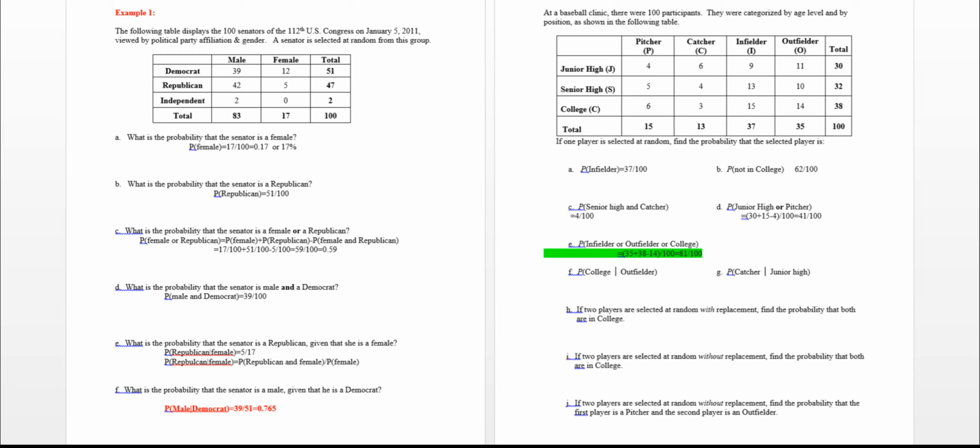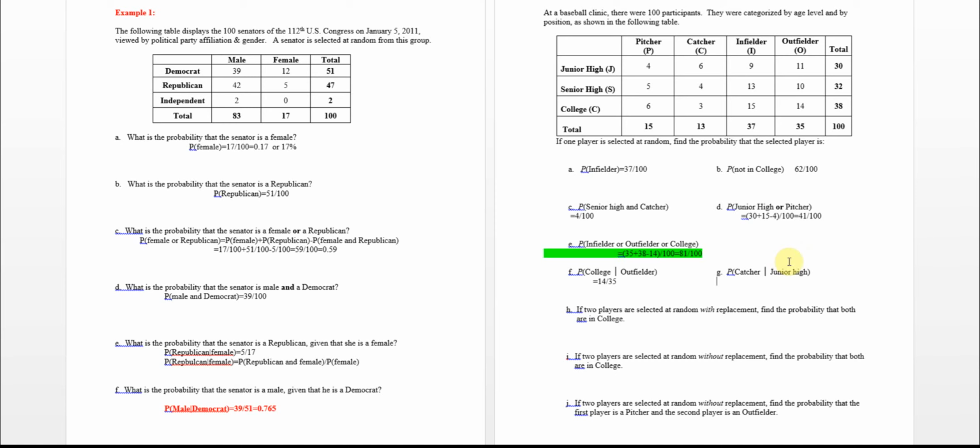Okay, so now we're only considering outfielders and asking how many of them are in college. So what's the likelihood that they're in college given that they're an outfielder? Looking at the outfielders, there's 35 of them, 14 are in college, so it's 14 out of 35.